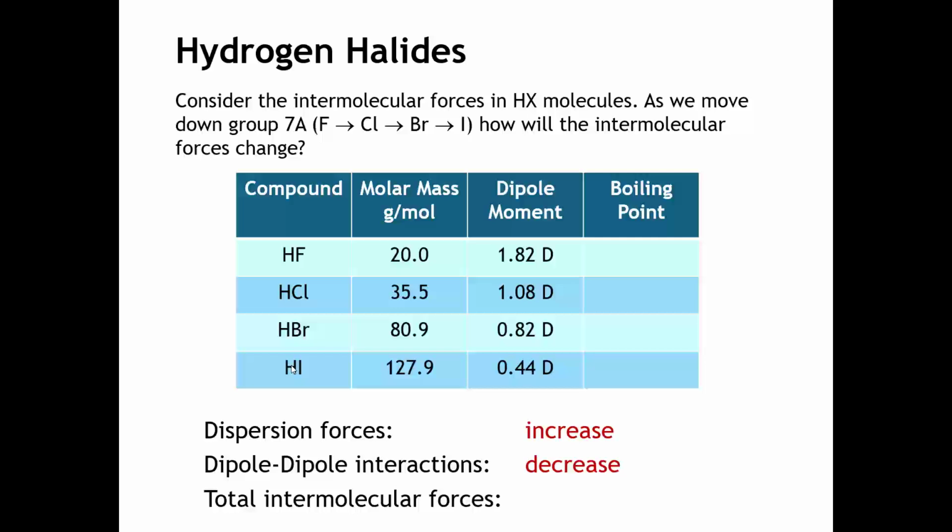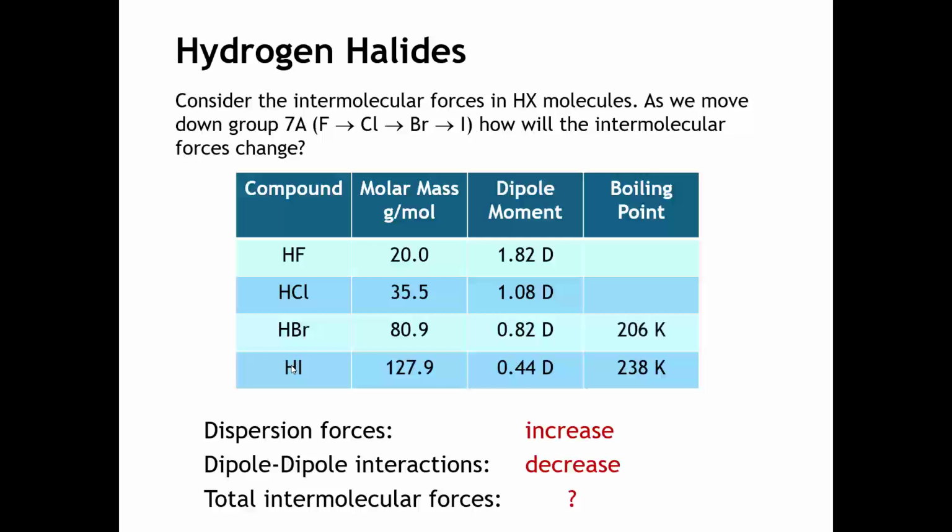And so then we're left with a bit of a conundrum in predicting the overall strength of the intermolecular forces. It depends on whether we think the dispersion forces are stronger or the dipole-dipole forces are stronger. Let's just reveal the boiling points and see what the answer is. We're going to start at the bottom with HI. It's got a boiling point of 238 Kelvin. HI is a gas at room temperature. And so that's stronger than something like oxygen or nitrogen, but not all that strong.